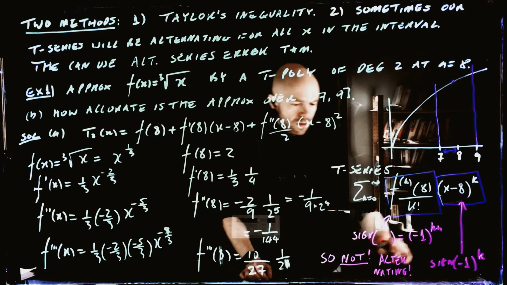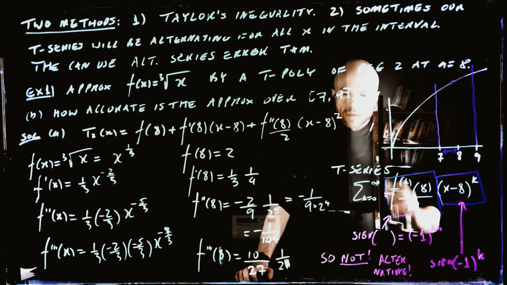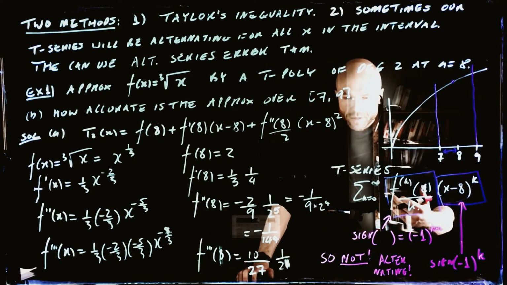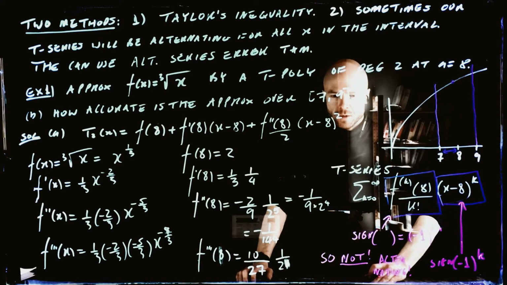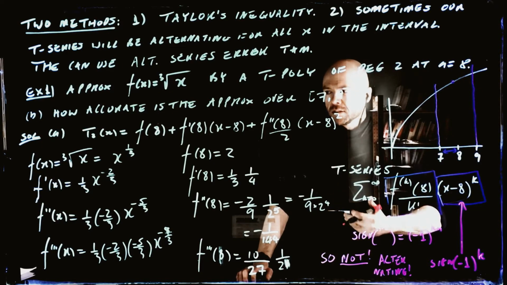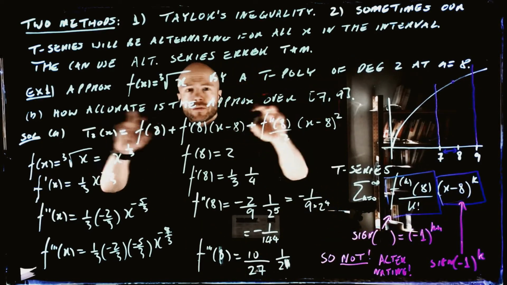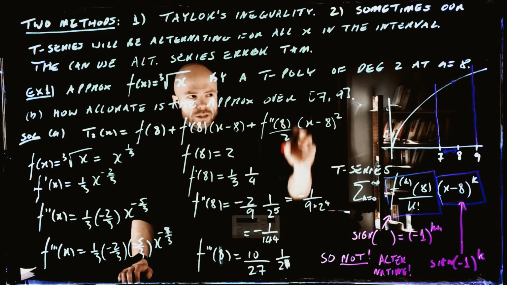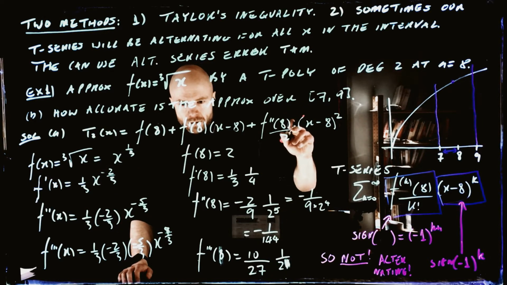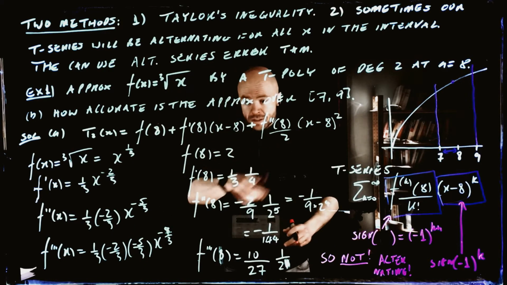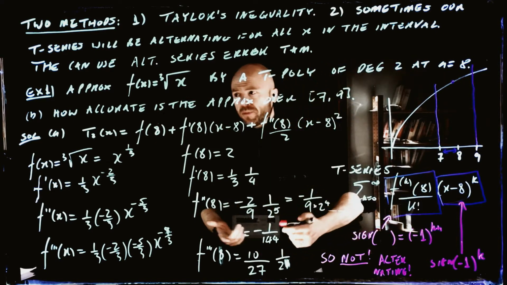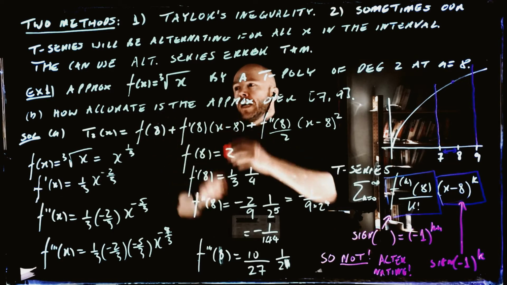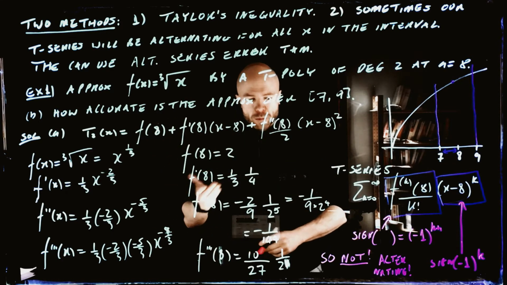Yeah? So not alternating, and we can't use the alternating series error approximation theorem, right? We're going to have to use the full power of Taylor's inequality to actually answer this question about how good is the approximation over 7 to 9. Yeah? Cool. All right, but since we have these things already written out for us, let us at least complete part A and write down explicitly what the Taylor polynomial is. Yeah? Taylor polynomial degree 2 is.